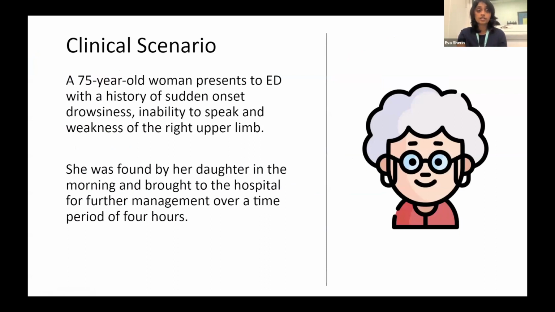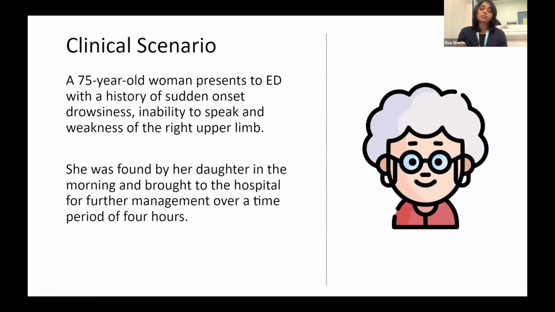So coming to the clinical scenario that we normally see, we've got a 75-year-old woman who presents to the ED with a history of sudden onset drowsiness, inability to speak, and weakness of the right upper limb. She was found by her daughter in the morning and was brought to the hospital for further management over a time period of 4 hours.